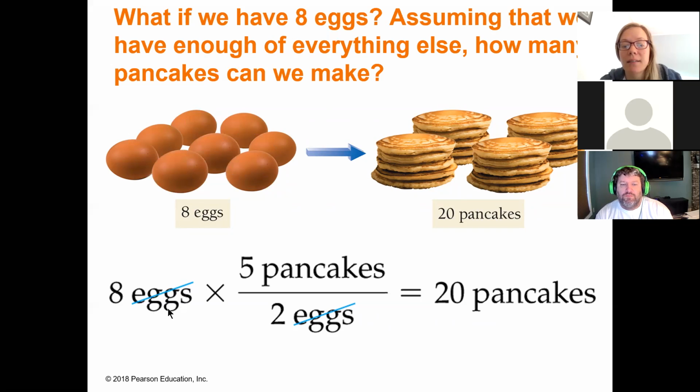So I take my 8 eggs, I use my conversion factor, which says 5 pancakes for every 2 eggs, right? The eggs will cancel. 8 times the 5 divided by the 2, you get 20 pancakes. So 8 eggs can produce 20 pancakes. And you may be thinking, well, yeah, I could have done that in my head, right? If there's 8 eggs and you need 2 for every 5, you do it in your head. Well, I want you to set it up like this because this is how we're going to set it up when we're looking at the chemical formulas.